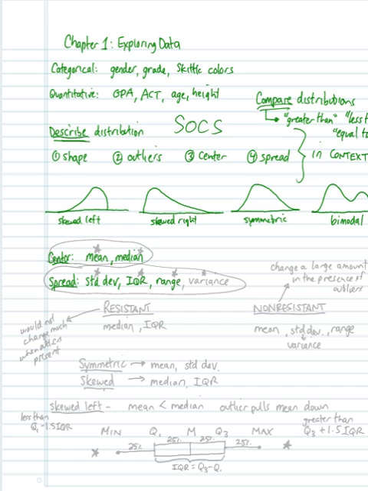On the other hand, a resistant measure would not change very much. So we'll say it would not change much when outliers are present.